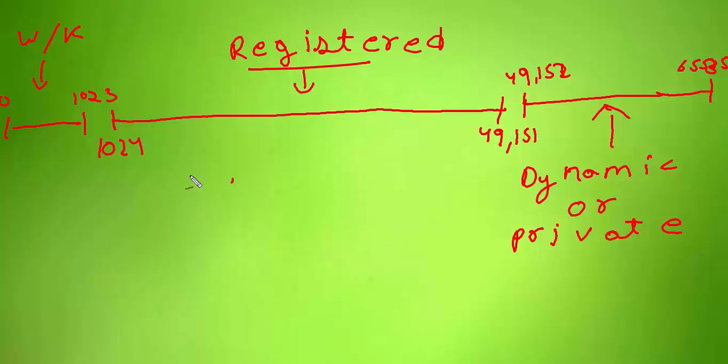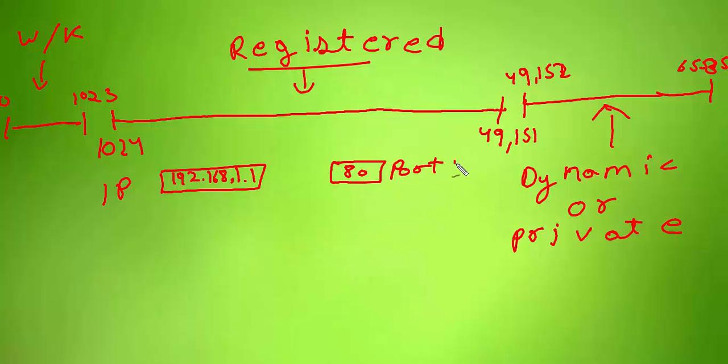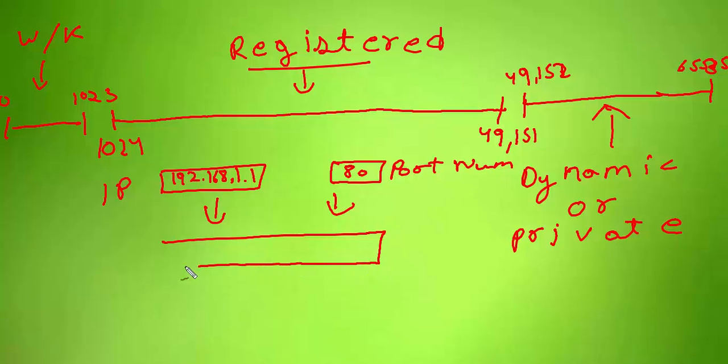So let's say this is your IP address. I am taking a class C IP address and this is our port number. So the combination of this IP address and port address makes a socket address.